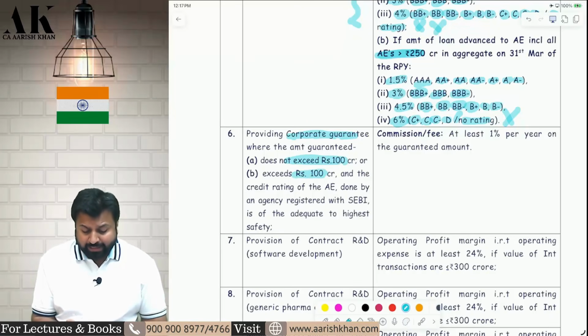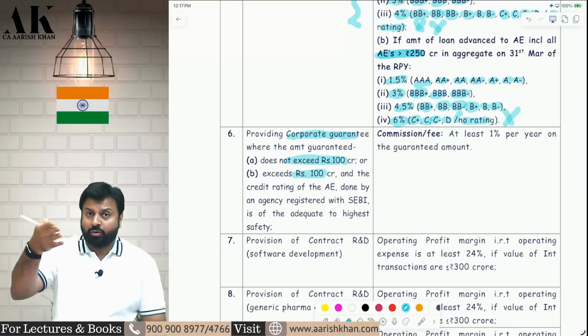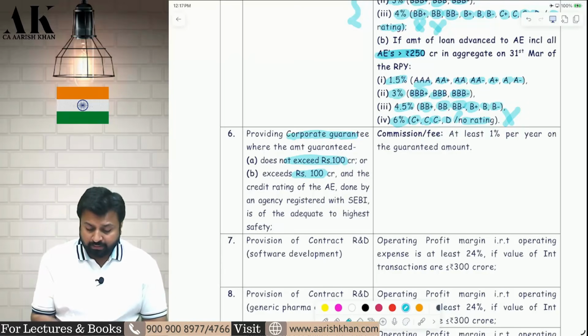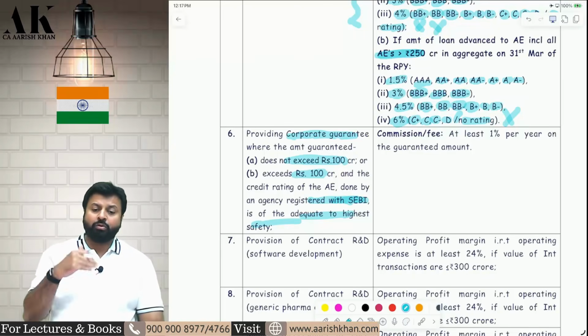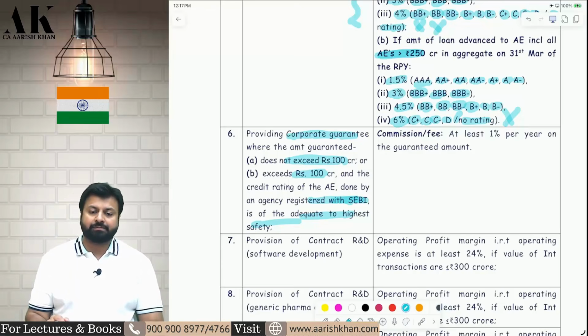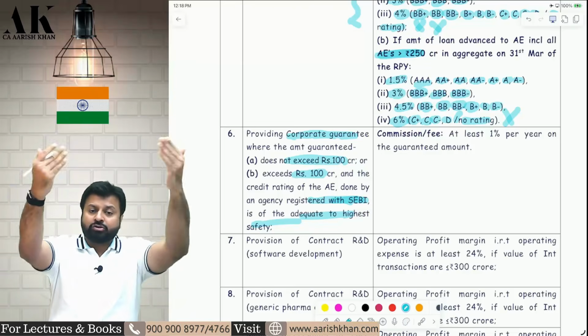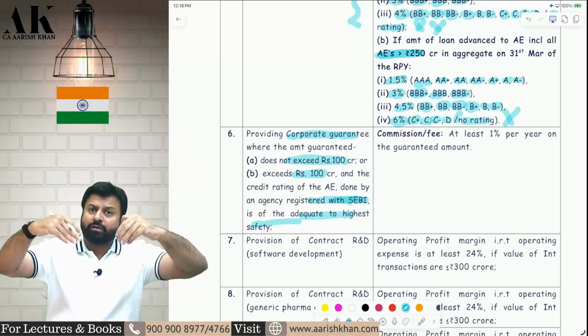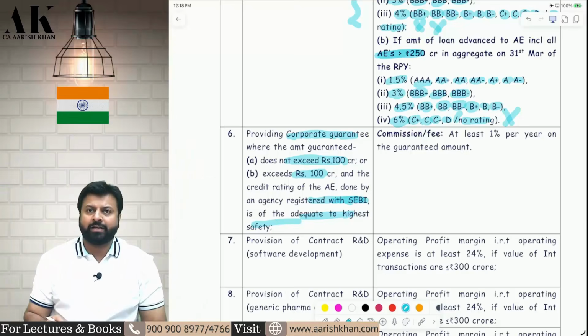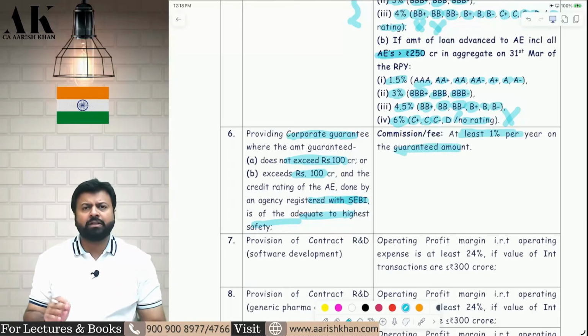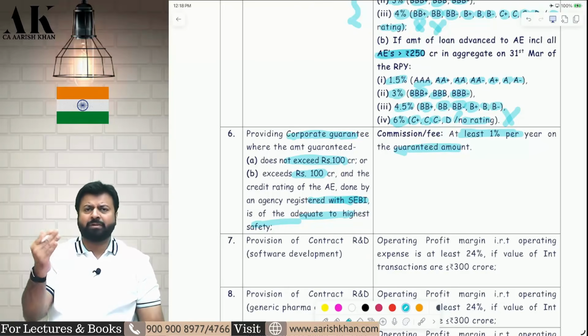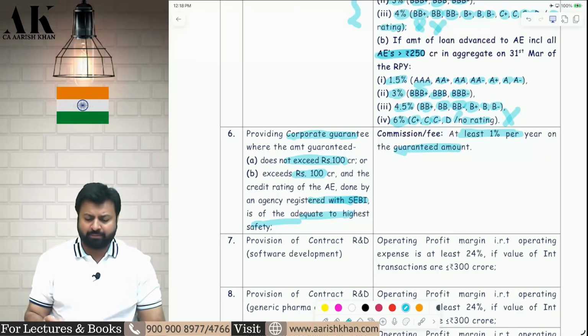Or if it exceeds 100 crore, then the credit rating of the borrower of the associate enterprise should be adequate, of highest safety as per SEBI guidelines. So, first of all, the company to whom you are giving corporate guarantee, the guarantee should not be more than 100 crore. If it is more than 100 crore, then there has to be adequate safety of that particular entity as per SEBI guidelines. Margin, just 1% of the guaranteed amount. That much minimum you have to charge. If you charge more than 1%, great. If you charge less than 1%, safe harbor not applicable.